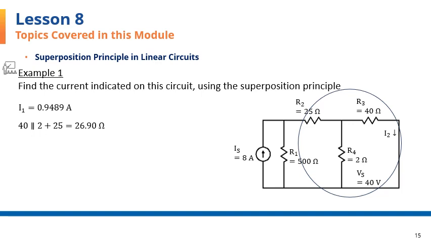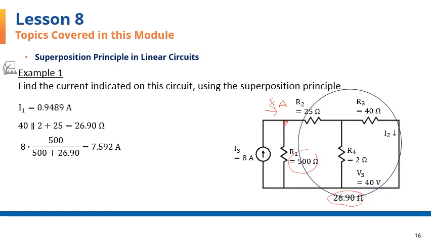So first we'll find the equivalent of these three resistors. We have 40 and 2 in parallel, and then their total is added to 25 to give us 26.90 ohms for these three. And now that we have the overall resistance of these three together and the one for the other branch, the current coming here as 8 amps is going to get divided between these two.